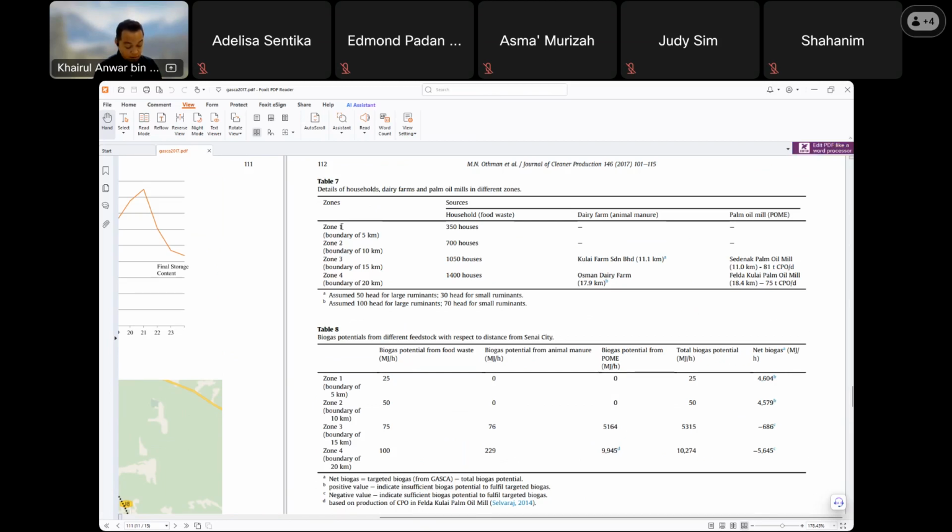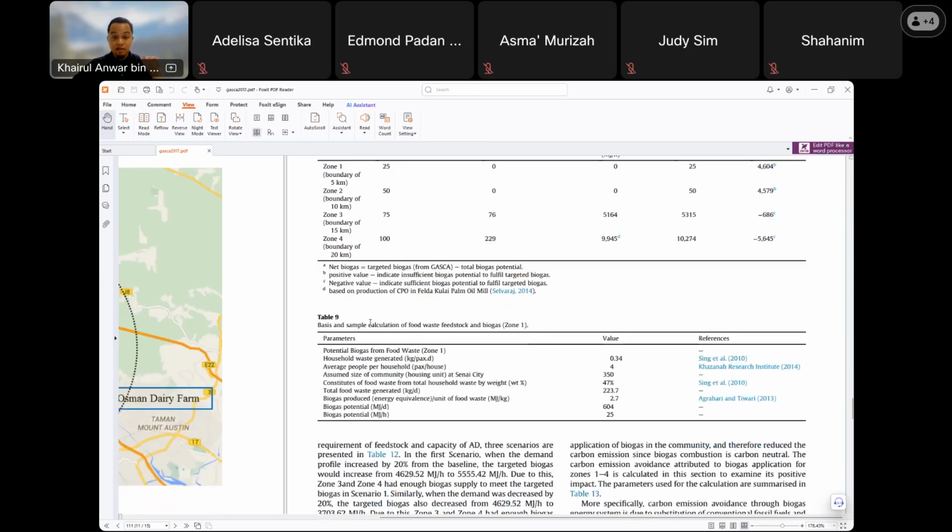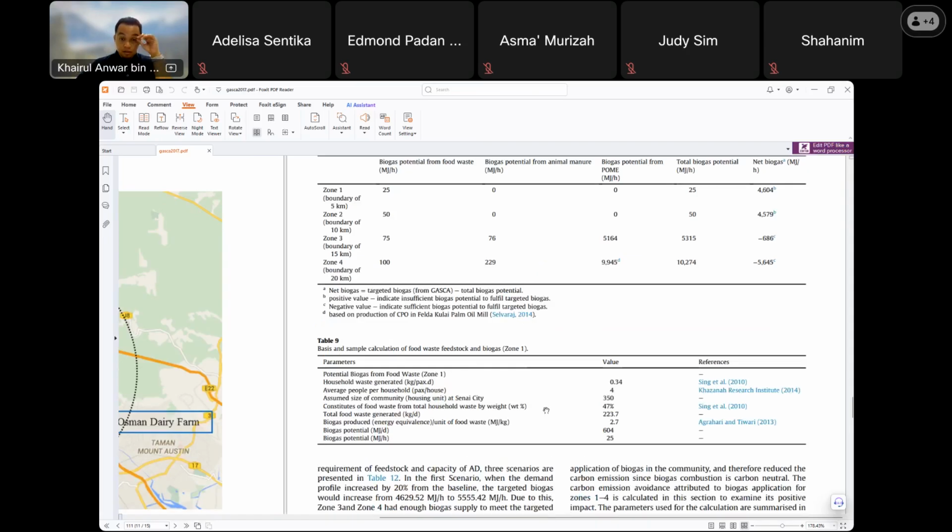The basis of biogas production for each feedstock is presented in table 9. So to get value for table 8, we refer to table 9, based on sample population of food waste, feedstock, and biogas zone 1. So potential value: household waste generated, kilogram per capita per day, 0.34. Vegetable per household is four.